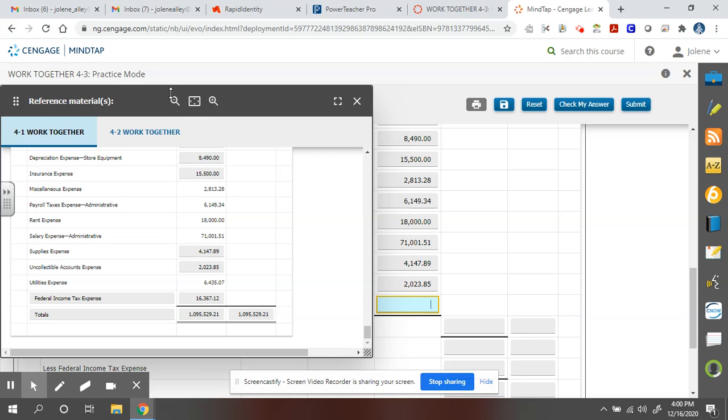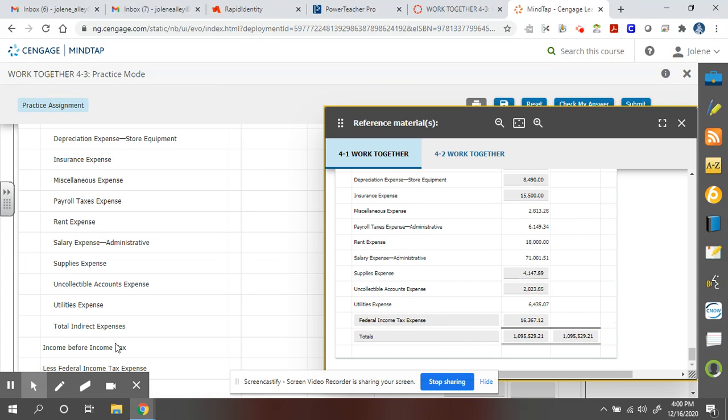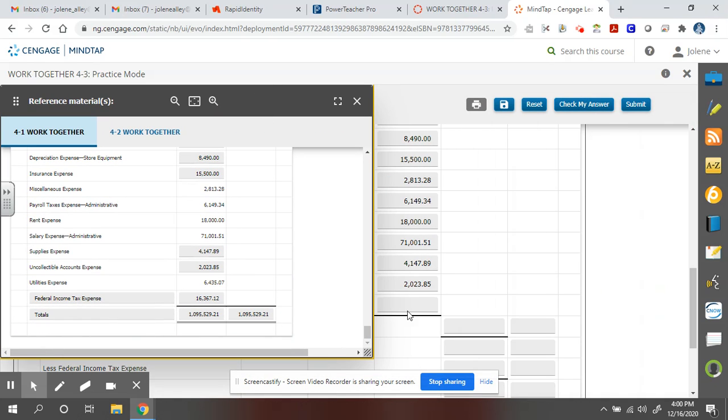And the last one they asked for is utilities expense. And utilities expense is $6435.07. Got it right there.